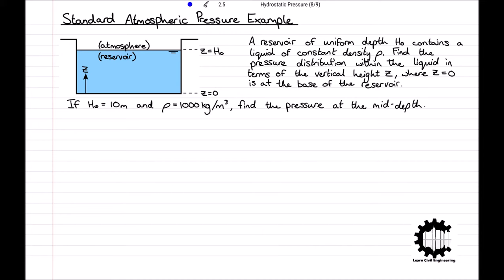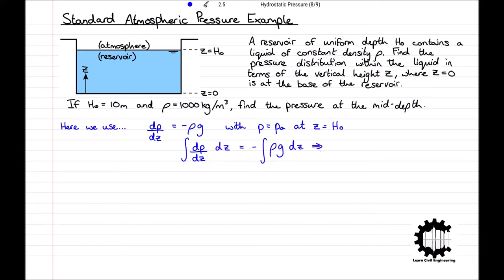Now that you've had a chance to attempt it, let's work through the problem. Here we will use the hydrostatic pressure equation dP over dz is equal to minus rho g, with P equals PA at z equals H naught. Or in other words, at the height in the reservoir of the free surface, the pressure is equal to the standard atmospheric pressure. Now, integrating both sides of the hydrostatic pressure equation with respect to z, we get the pressure at the point z is equal to minus rho g z, plus some constant K.